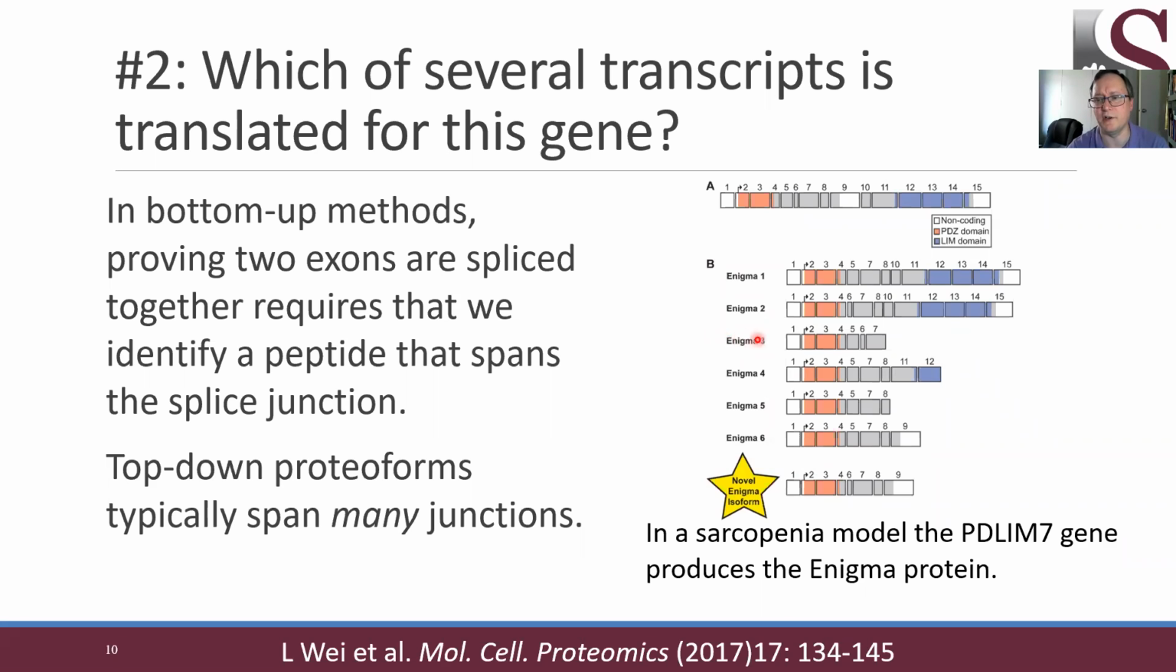But does that help you discern all of these different transcripts that may have been produced? In this case, they were able to detect a novel isoform that contained a splice connection that had not been anticipated from just transcriptomics, by using top-down proteomics. And that's very powerful. A top-down proteoform is almost always going to span multiple exon-exon junctions within the gene model. And that's going to give you a lot more power to say which transcript relates to this particular proteoform.